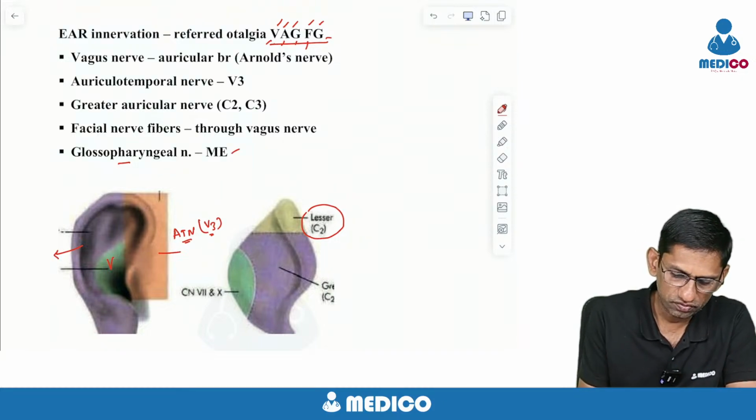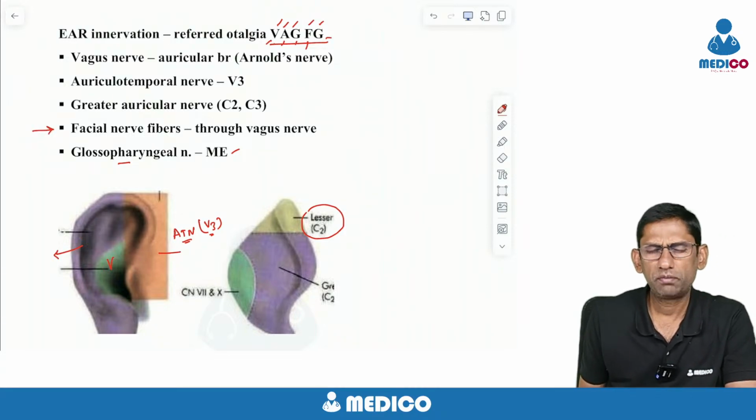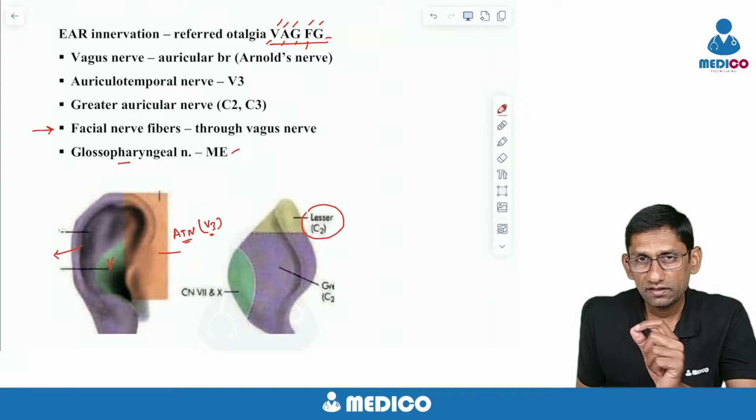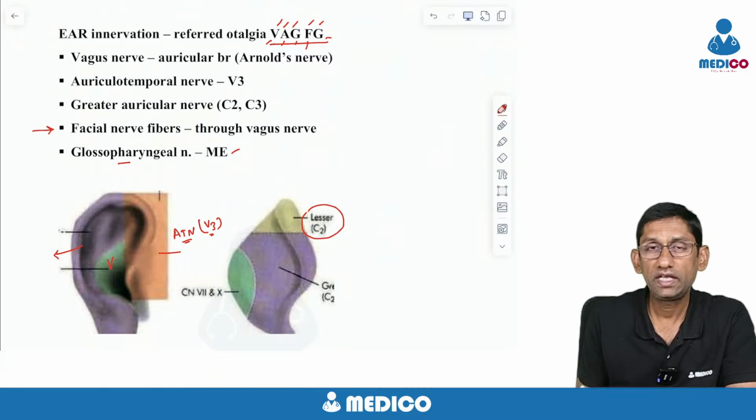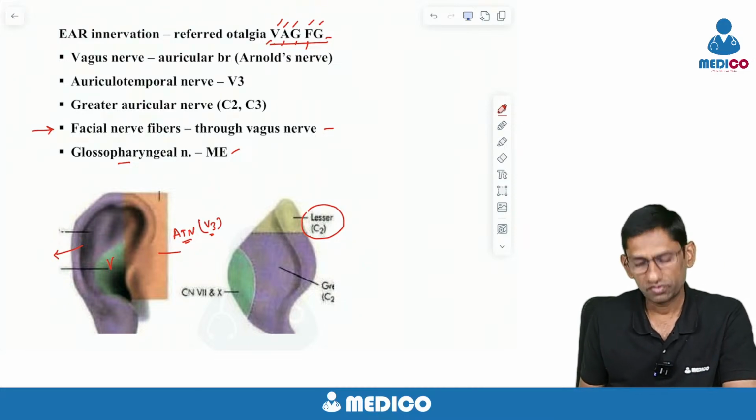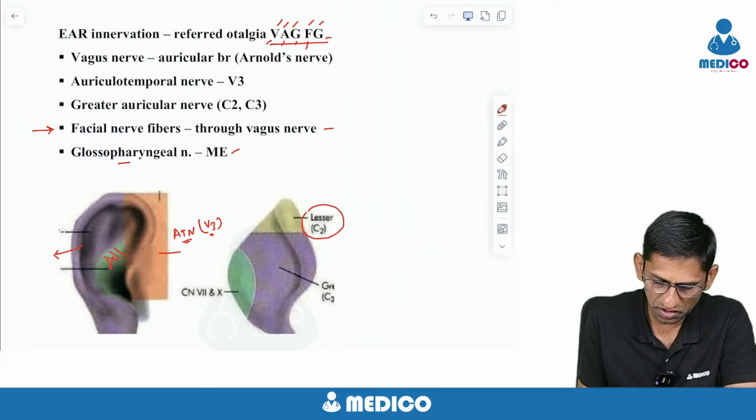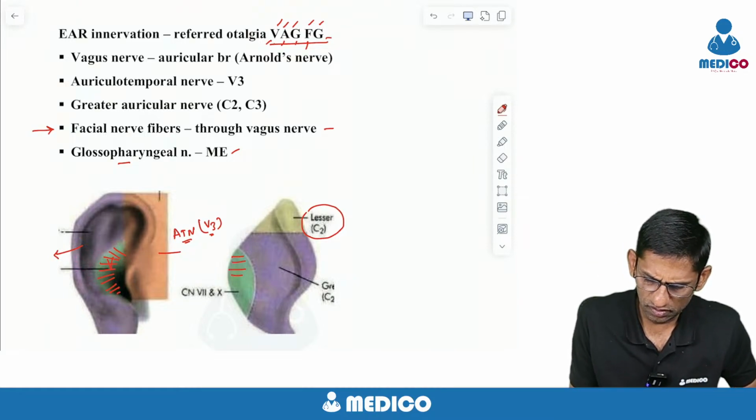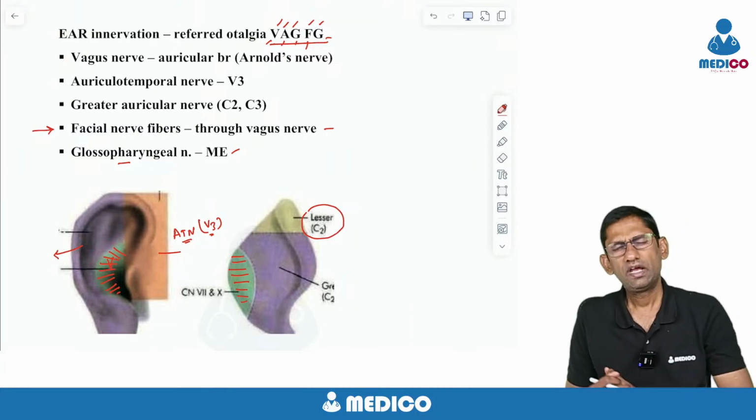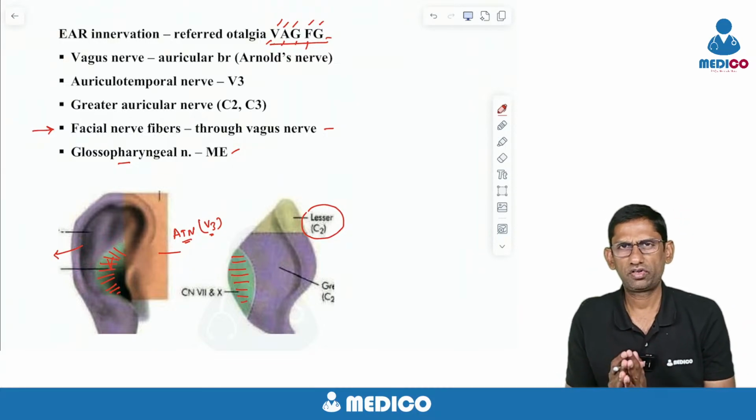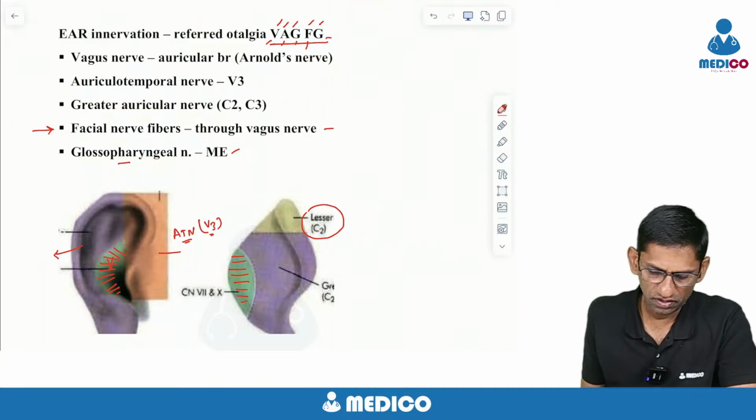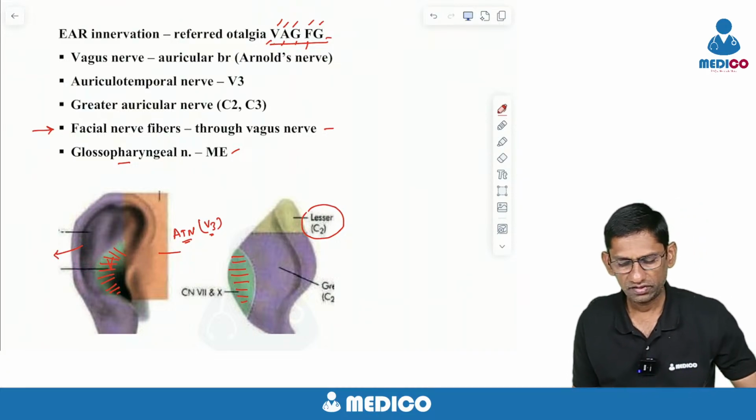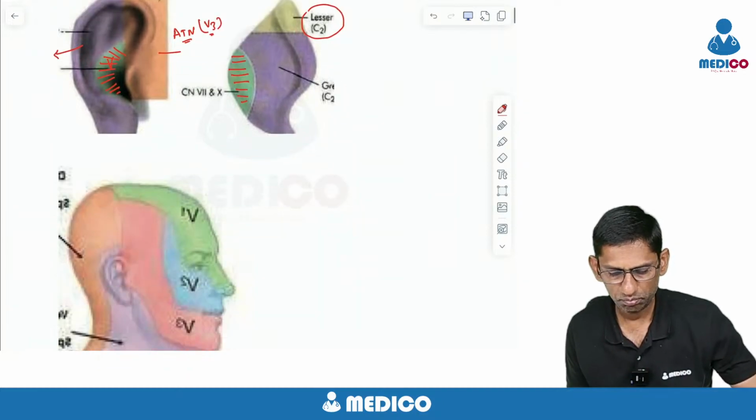And please remember this, facial nerve fibers. The facial nerve fibers run through the vagus, the only general sensory supply for the facial nerve is in the area of supply of the vagus. So this is the area, the conchal bowl of the ear, pinna, and the part behind the concha. So both the medial and the lateral surface of the concha are supplied by the facial nerve through the vagus. So that is the only sensory supply of the facial nerve. That's quite important to note.